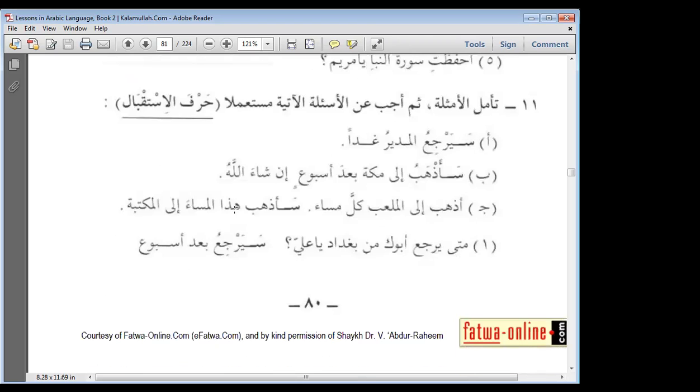Then we also looked at the future, right? How do we express future tense? We use the future particle, harf al-istiqbal. So you use the present tense verb, and we just stick in one letter before it. Right? We stick in one letter before it. So just as a refresher again, we have 3 different types of verbs: past tense, present tense, and the third one is what?